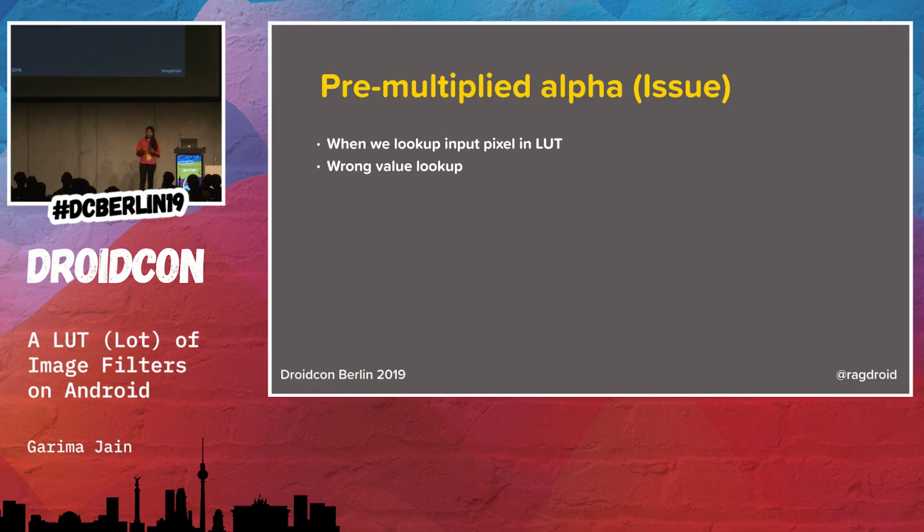So the issue is, when we look up our input LUT value, we wanted to go to the 127th value, but instead it goes to maybe the 32nd value or something. It depends upon the alpha which value it goes to, so we get the wrong value lookup. So that was the issue with this.